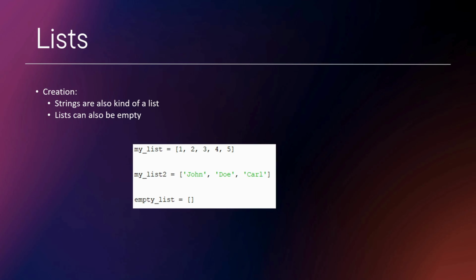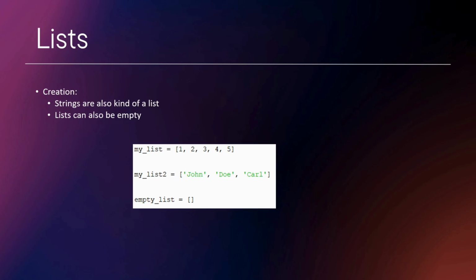So the creation of a list. Strings are also kind of a list, because most of the functions and methods that we can use on lists can also be used on strings, and strings are kind of a list because these are a collection of different characters. Each character in a string is one item or one element, and when we combine them together in a collection, that forms a string. So strings are also kind of a list, and lists can also be empty.